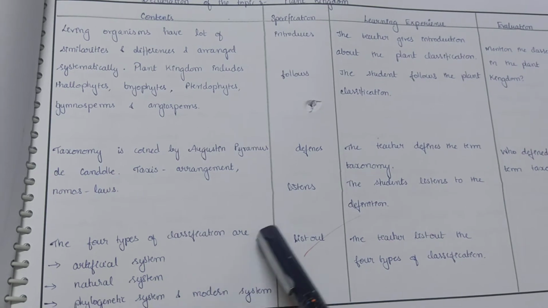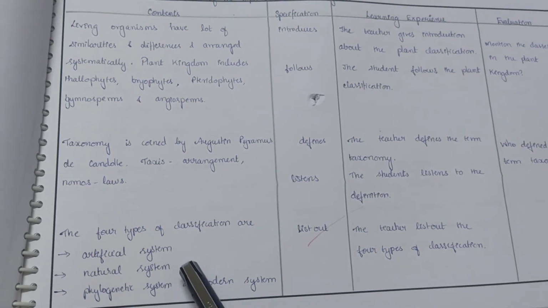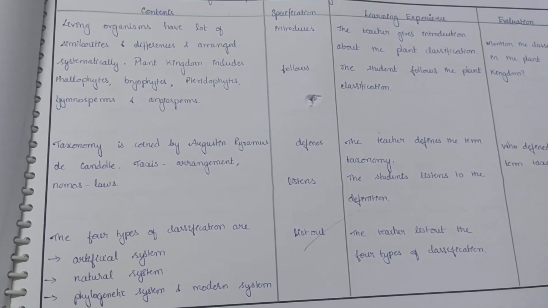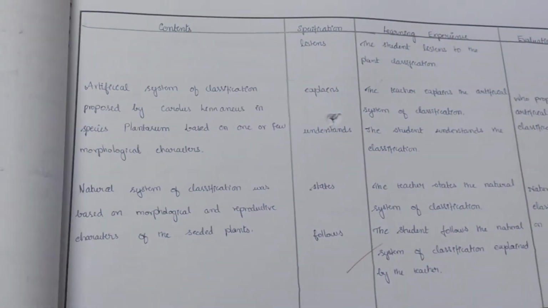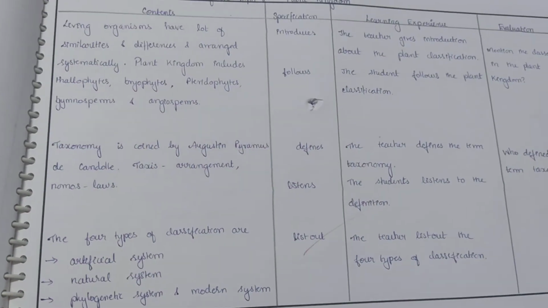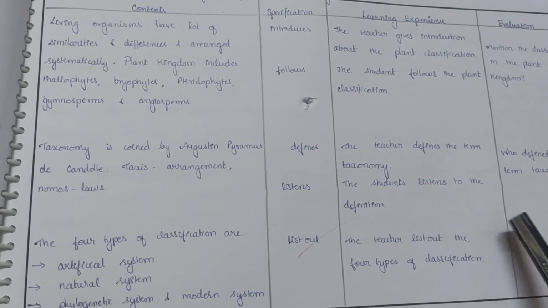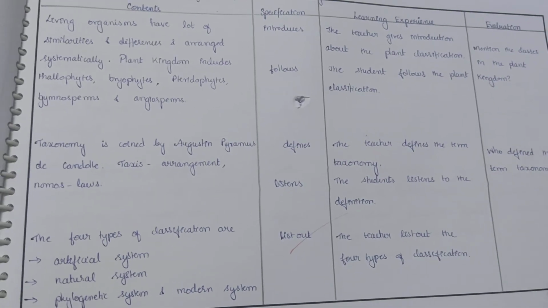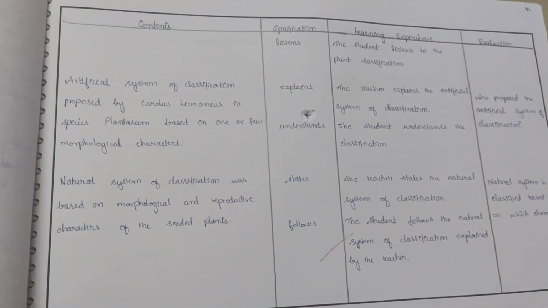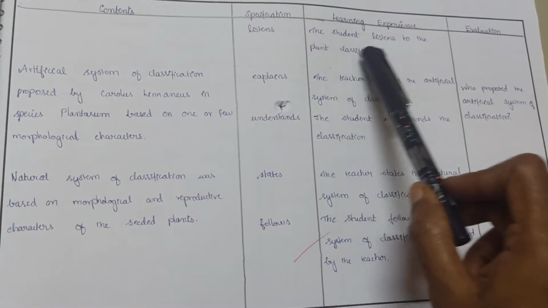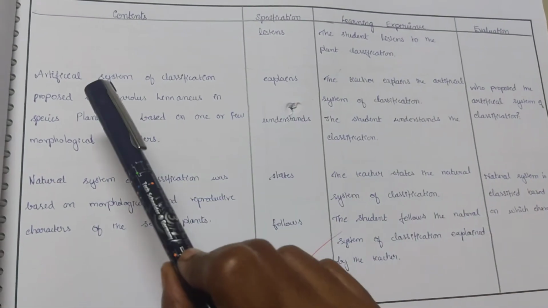The four types of classification are artificial system, natural system, phylogenetic and modern system. List out: the teacher lists out the four types of classification. Listens: the student listens to the plant classification.